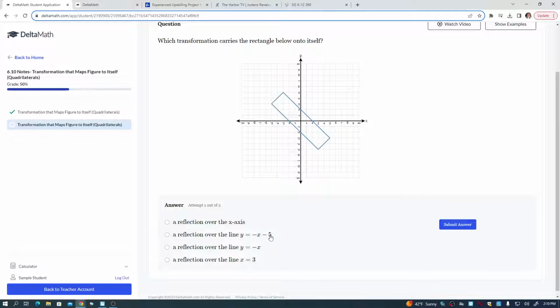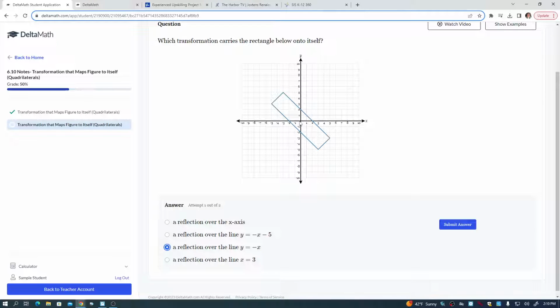And now we have lines. y equals -x minus 5. That's starting at -5 for my y-intercept and going down one, right one. So this line would be diagonal like this. So if I reflected over that line, I would be way down here, definitely not on top of itself. So it has to be this one.